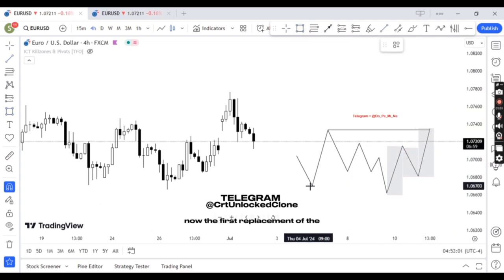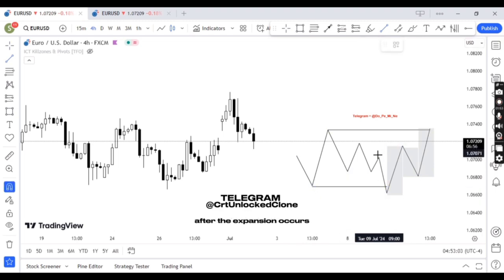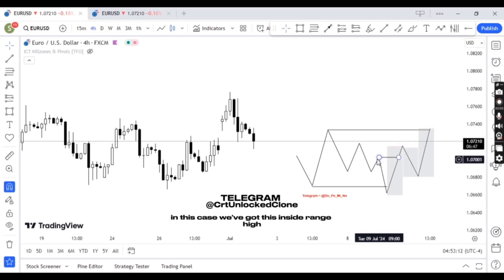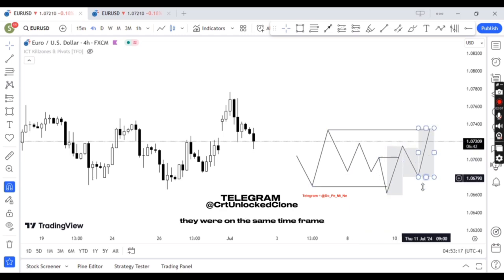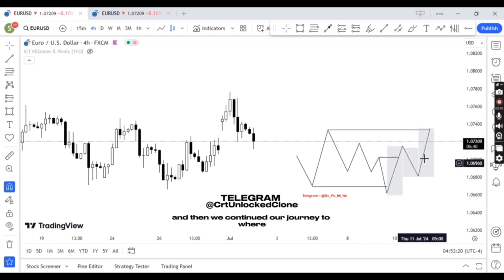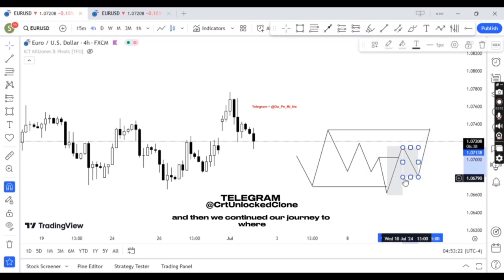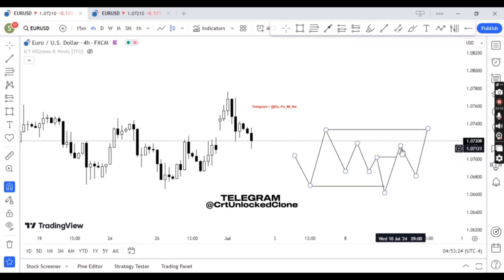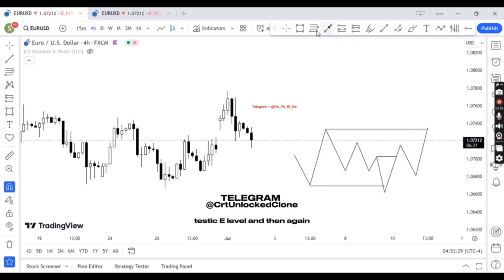Now the first retracement after the expansion occurs when 50% of the range is taken, right? Or an inside range high or low is taken, right? In this case, we've got this inside range high which was taken, and then after that we had a retracement towards either a key level on the same time frame or a higher time frame, and then we continued our journey toward the opposing end of the range, right? What happened is price in that retracement profile tested a key level, and then again it continued its journey higher and reached the opposite end of the range.